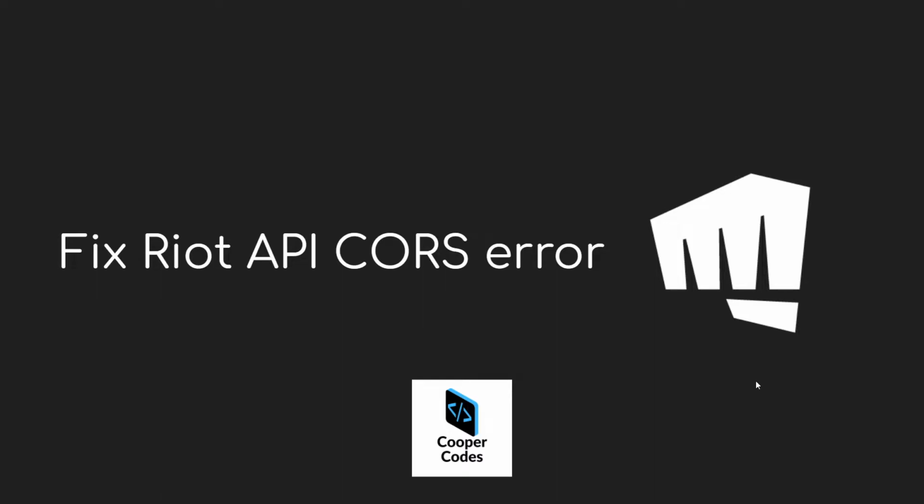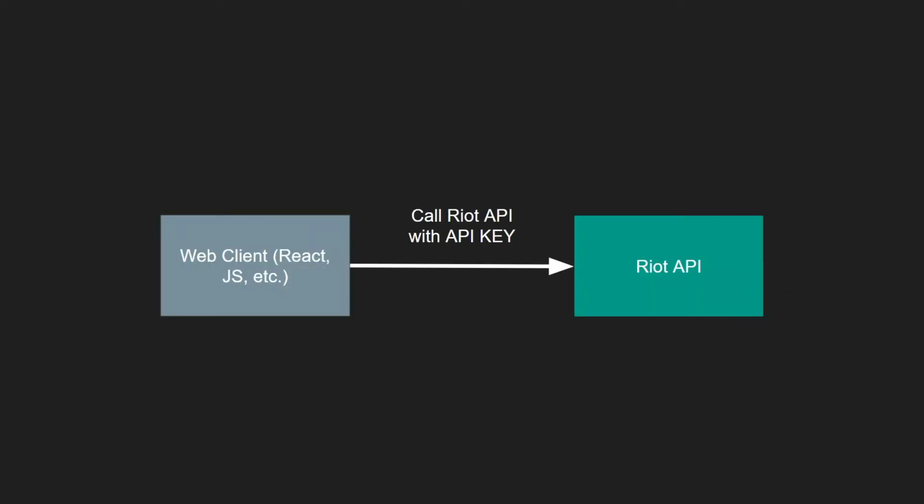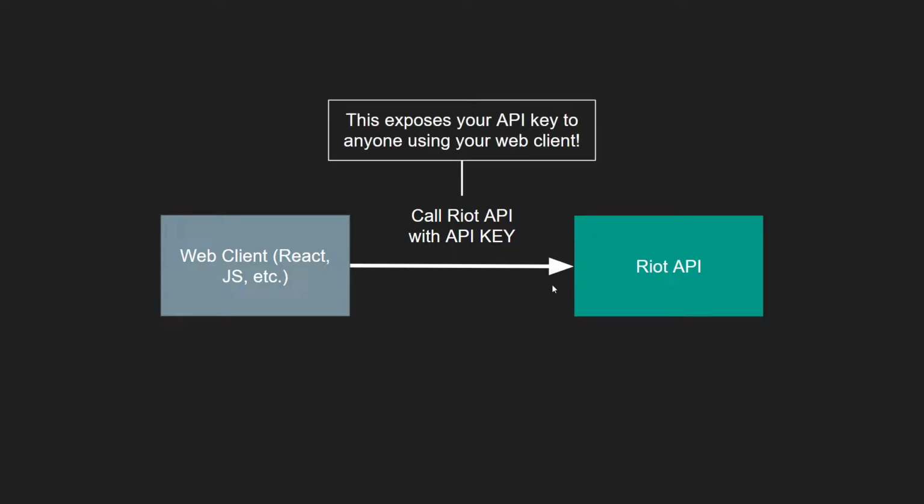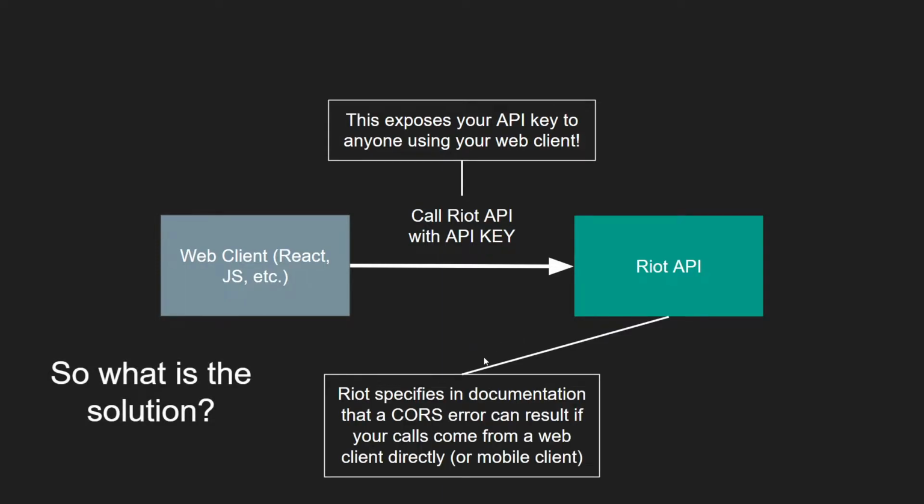In this video, we're going to be taking a look at the Riot API CORS error and how you can fix it. The basic idea behind the error is that you have some type of web client on the left here, whether that's React, JavaScript, anything on the web, and it's trying to make a Riot API call with a certain API key. The issue with this is that this exposes your API key to anyone using your web client, and so as you can see here, Riot specifies in documentation that a CORS error can result in your calls coming from a web client directly getting rejected pretty much.